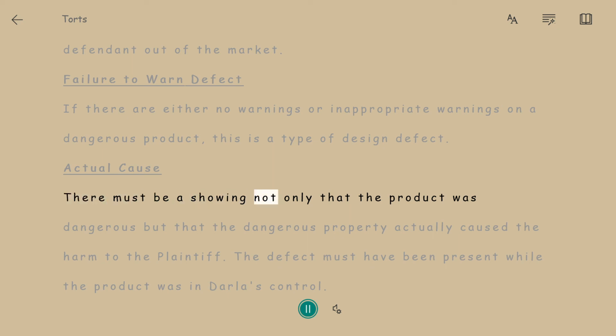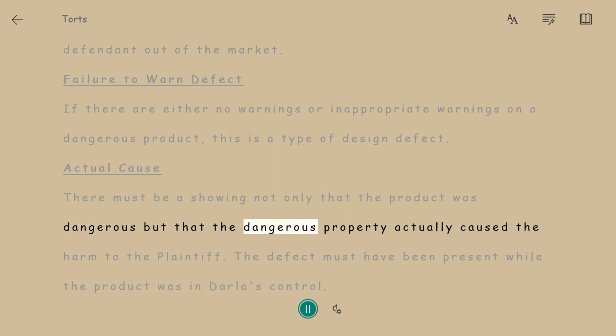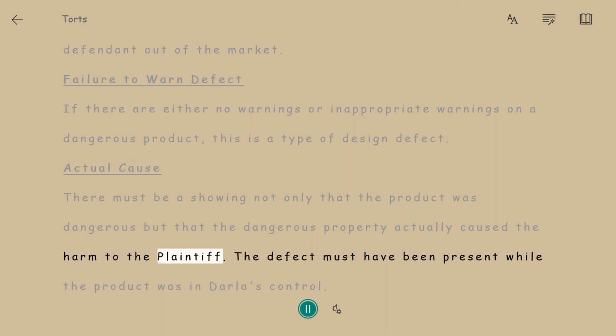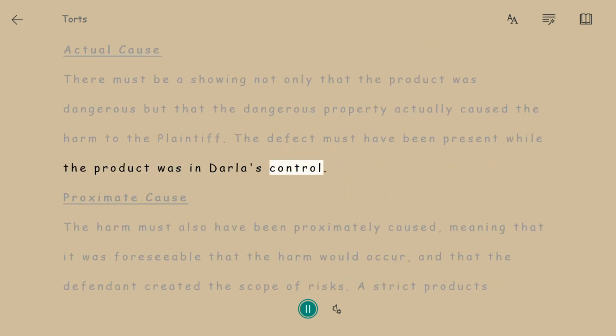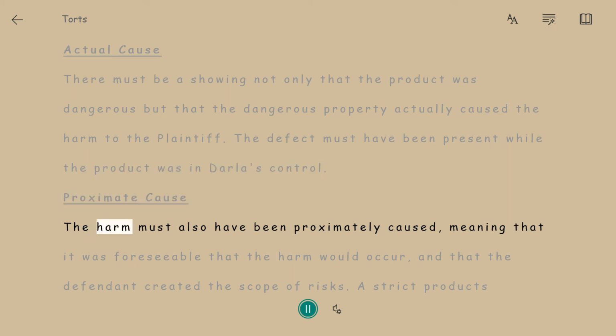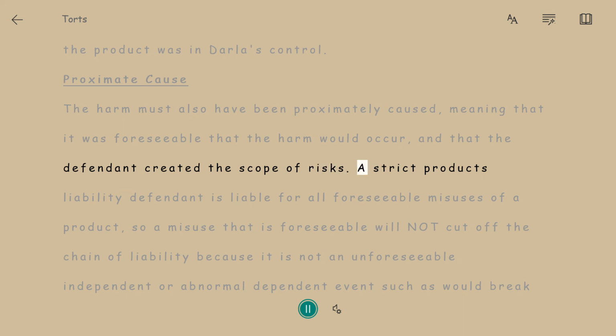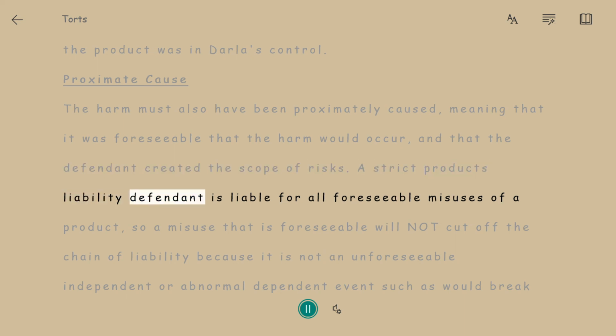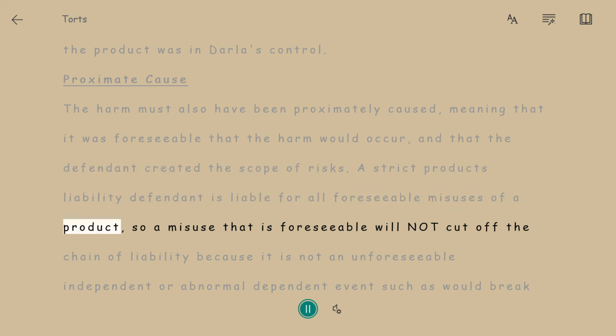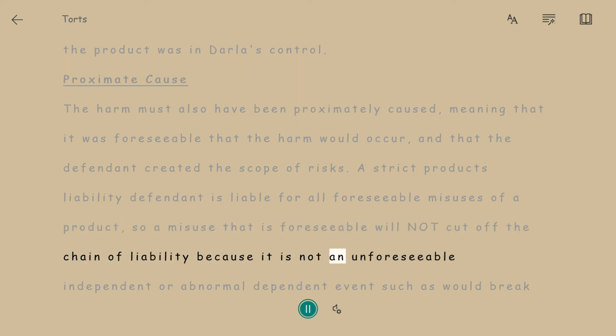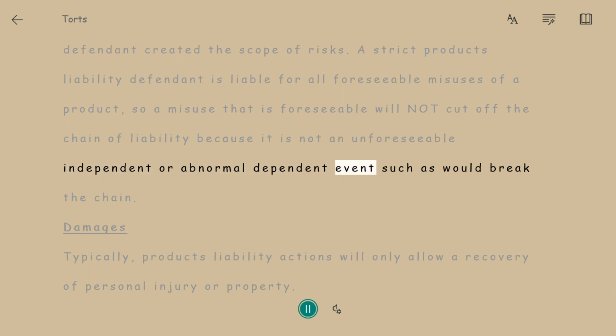Actual cause. There must be a showing not only that the product was dangerous, but that the dangerous property actually caused the harm to the plaintiff. The defect must have been present while the product was in the defendant's control. Proximate cause. The harm must also have been proximately caused, meaning that it was foreseeable that the harm would occur, and that the defendant created the scope of risks. A strict products liability defendant is liable for all foreseeable misuses of a product, so a misuse that is foreseeable will not cut off the chain of liability, because it is not an unforeseeable independent or abnormal dependent event such as would break the chain.